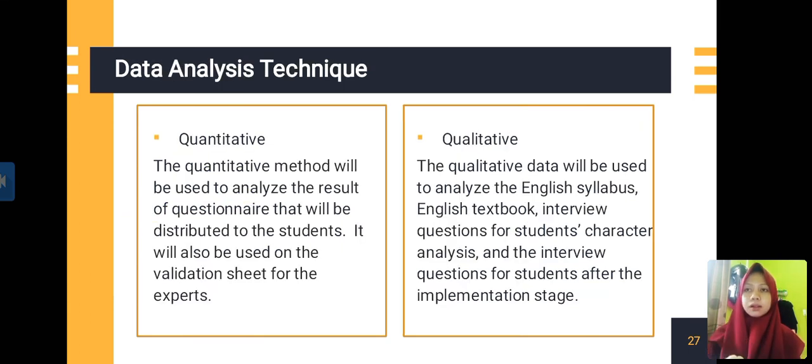For the data analysis technique, I use quantitative and qualitative techniques. For the quantitative, this method will be used to analyze the result of the questionnaire that will be distributed to the students. It will also be used on the validation sheet for the experts. While the qualitative method will be used to analyze the English syllabus, the English textbook, the student interviews for the students' character analysis, and the interview questions for the students after the implementation stage.